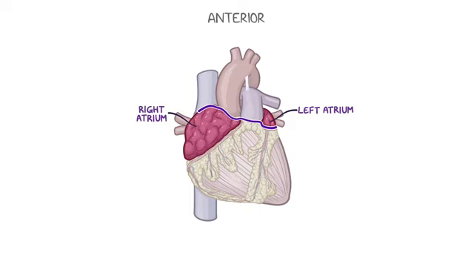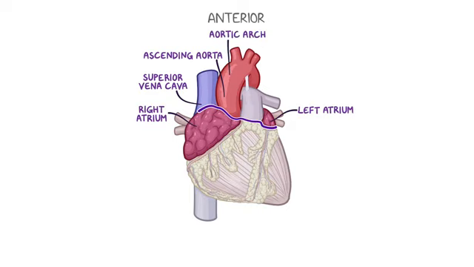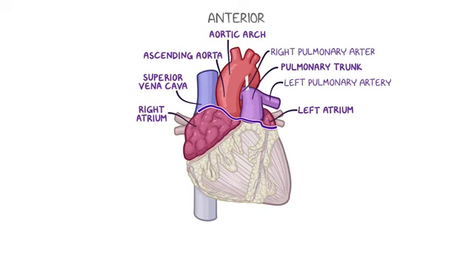Along the superior border, from right to left, there's the superior vena cava, which enters the right atrium. Then there's the ascending aorta, which emerges from the left ventricle and then curves posteriorly to form an arch, called the aortic arch. Finally, there's the pulmonary trunk and its 2 branches, the right and left pulmonary artery, with the right pulmonary artery going under the aortic arch.